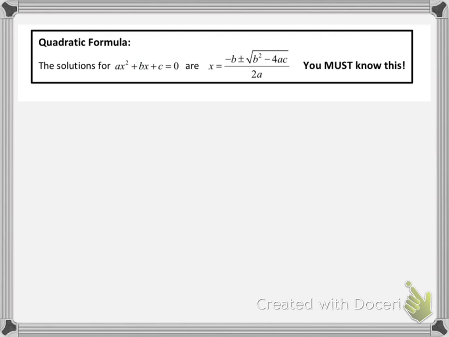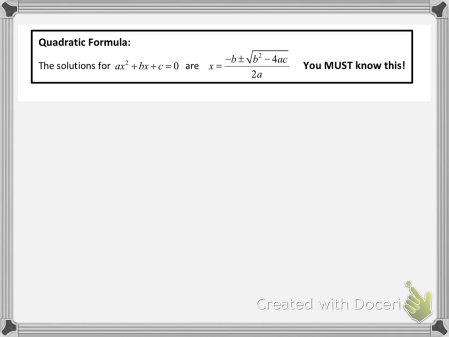Okay, quadratic formula. You must memorize the quadratic formula if you haven't already. My trick for memorizing things is to put it on a Post-it note on your dashboard and you read it out loud to yourself every time you stop at a stoplight. It works.